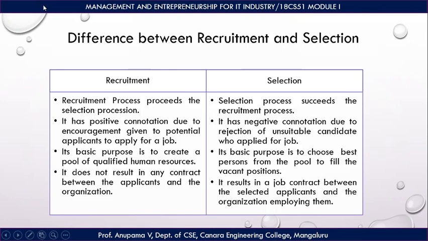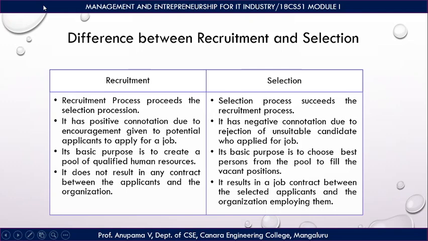Recruitment is less time consuming and less economically demanding as it only involves identifying the needs of the job and encouraging candidates to apply for them. And its basic purpose is to create a pool of qualified human resources. Selection involves a wide range of activities which can be both time consuming and expensive, and its basic purpose is to choose the best person from the pool to fill the vacant position. Recruitment does not result in any contract between the applicants and the organization, whereas selection results in a job contract between the selected applicant and the organization employing them.